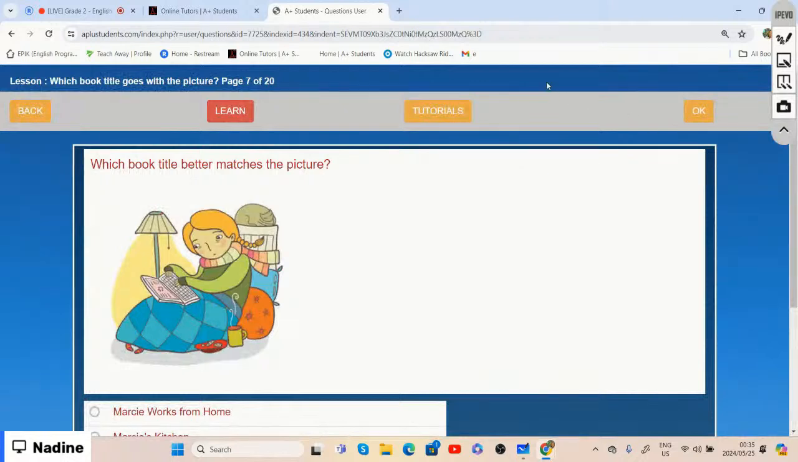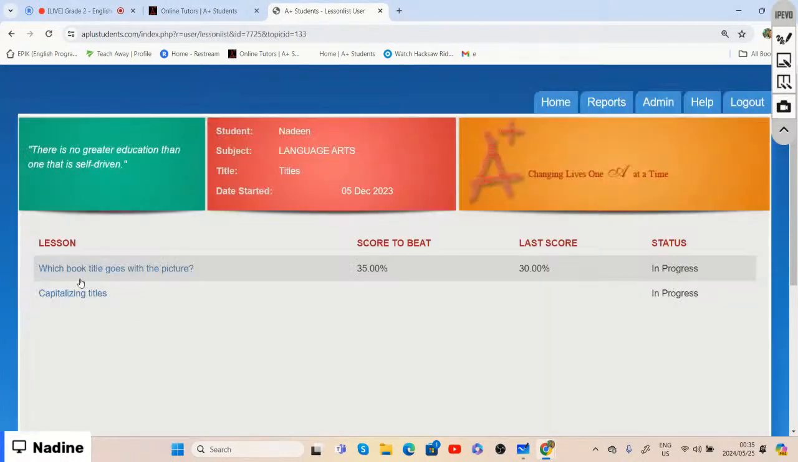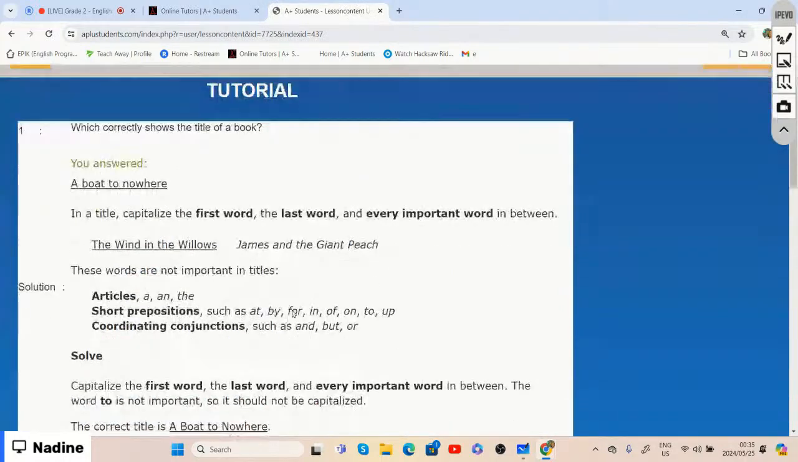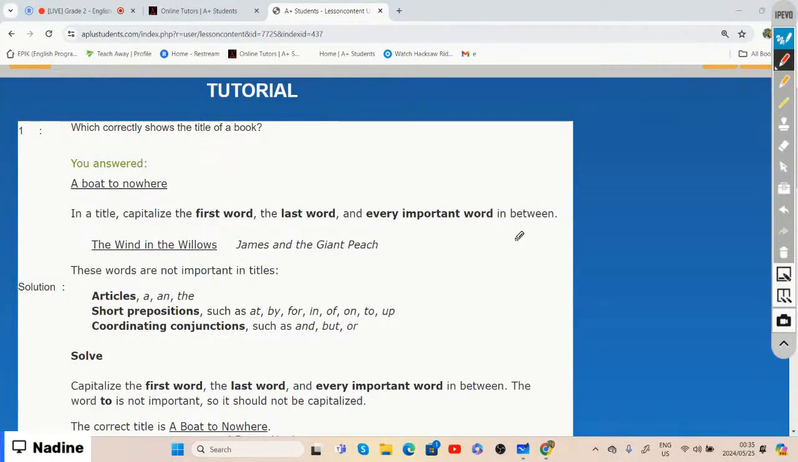All right, so now we're going to our next lesson, which is capitalizing titles, right? And we said that when we capitalize titles, in a title, we capitalize the first word, the last word, and every important word that is in between, right? And here we made an example once again of The Wind in the Willows, as well as James and the Giant Peach. So if we look at this title over here, right?